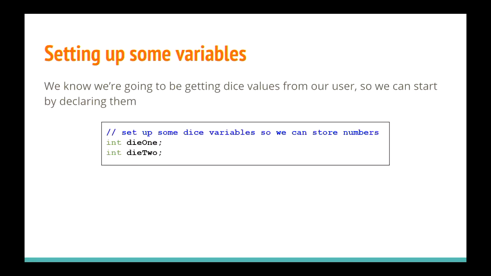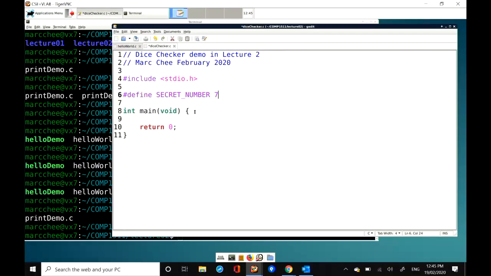I've got the main function already. And I might set up some variables here because we're about to grab some information from our user. So I'm going to set up 2 integer variables for the dice that the user is going to tell us about. So declaring an integer, I say what type it is. It's an int. And then I say what name it is. So I've got 2 dice. I'm going to call one of them die1. And I'm going to call the other one die2.